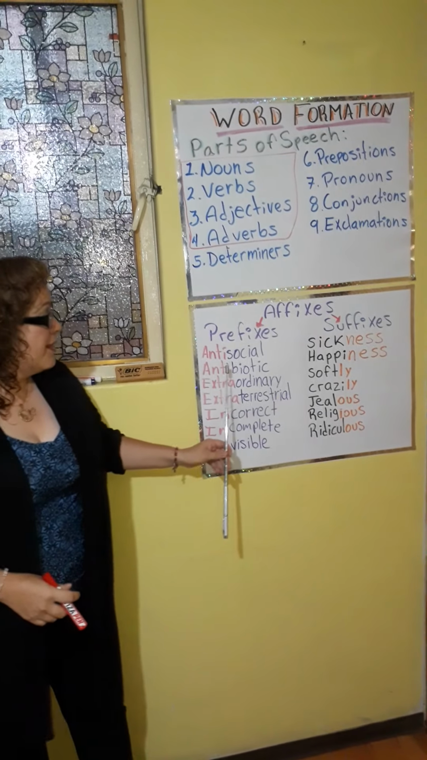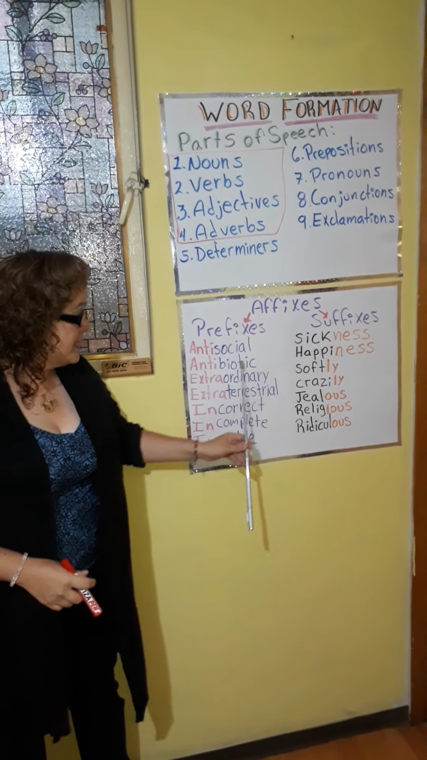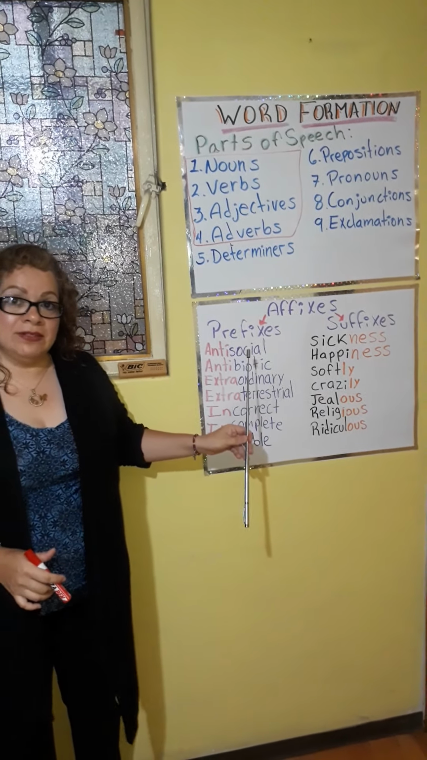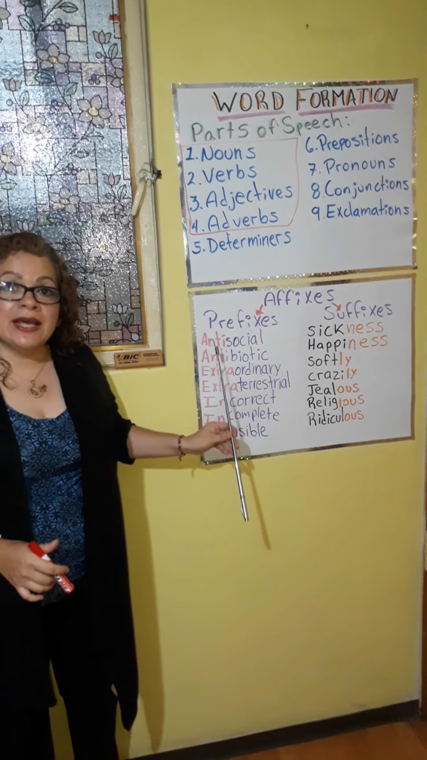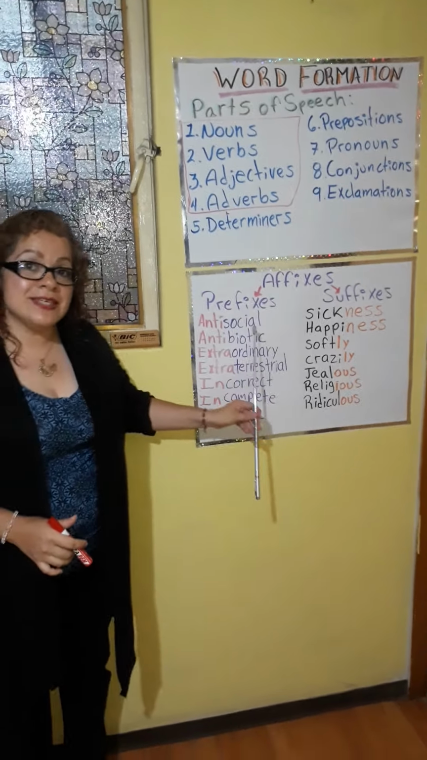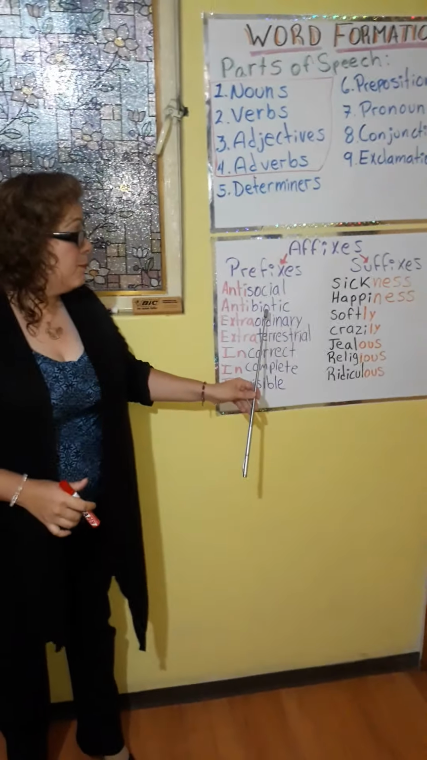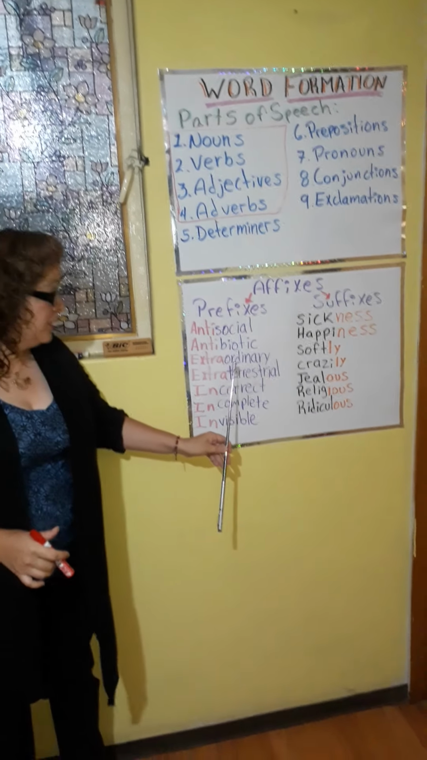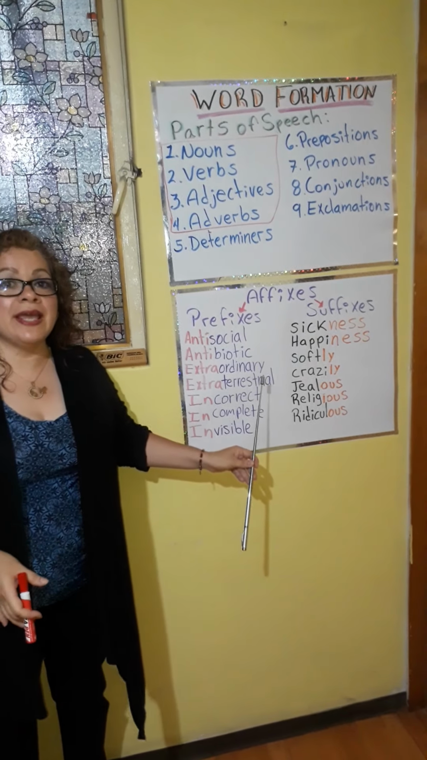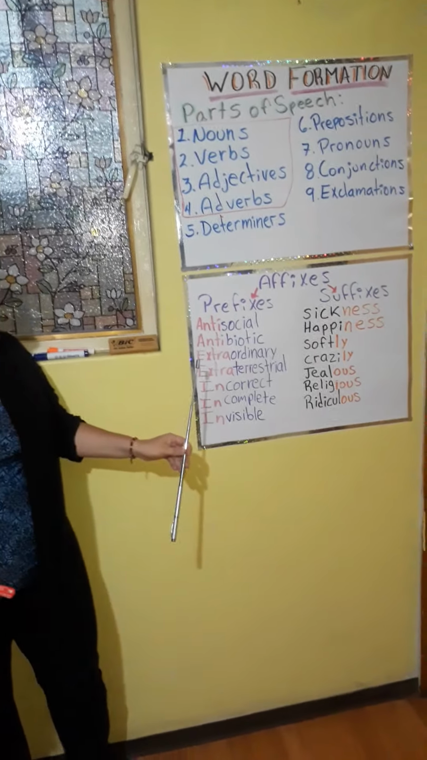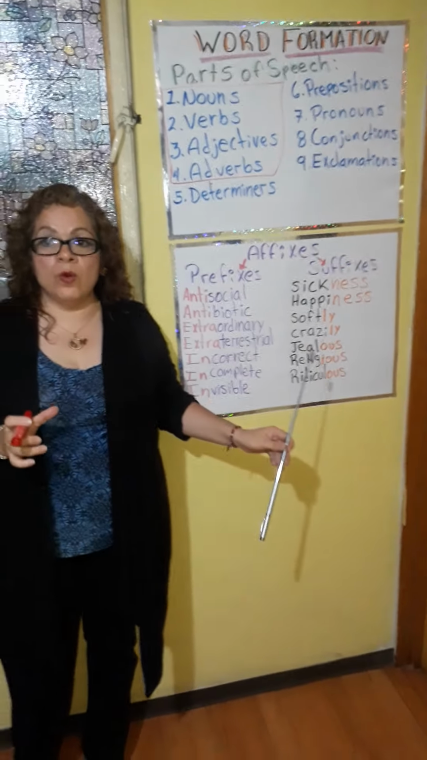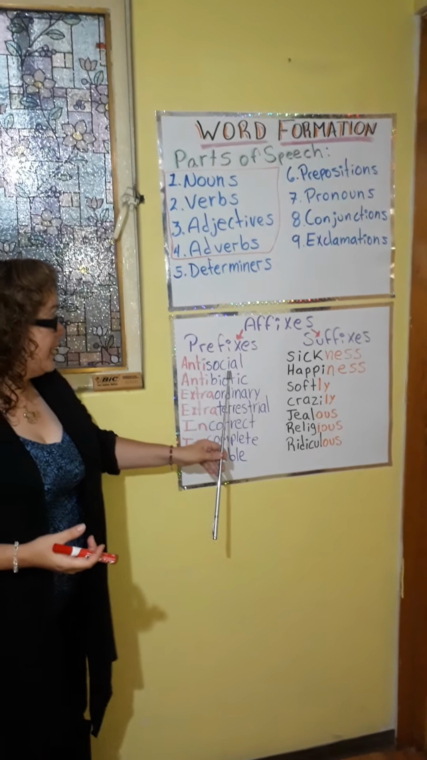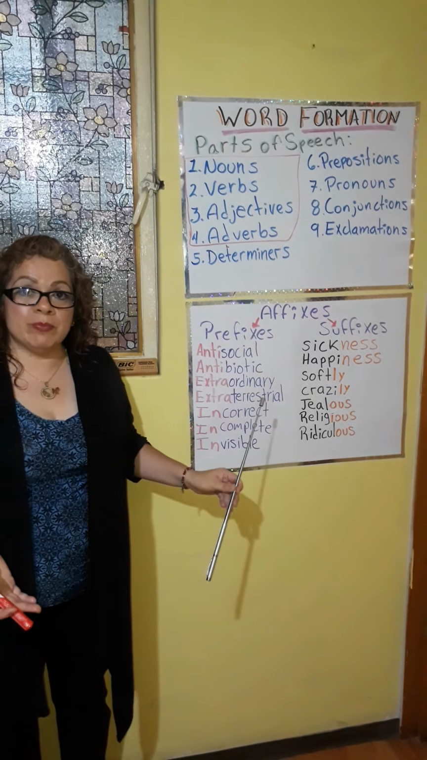For example, the base word is the one that is in purple. So you have social. If I add anti at the beginning, I am creating a new word, antisocial. It's the same with biotic. If I add anti, I get antibiotic, a new word. Ordinary, of course. Extraordinary. So when I add anti to a word, it means against. So for example, antisocial, you don't like being with people, yes?